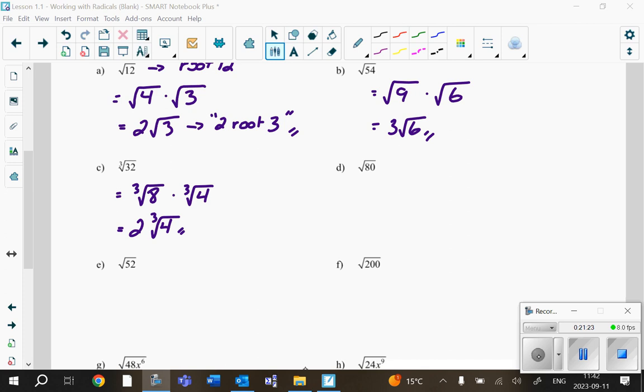You may look at this one and say, oh, 4 times 20. And it does work, but it's not fully simplified. You need to find the highest perfect square. So you've got to think of your perfect squares. Like if 4 goes into it, and if it's a fairly big number, there's a good chance 16 will go into it. And in this case, it does. The highest perfect square that goes into it is 16. So it becomes root 16 times root 5.